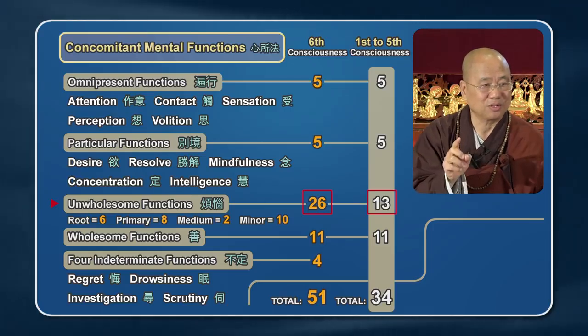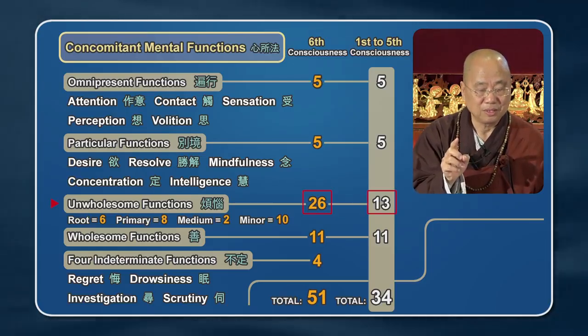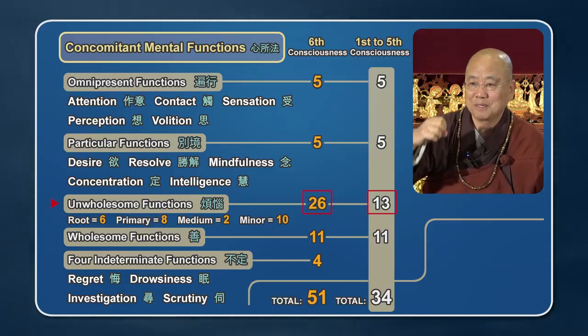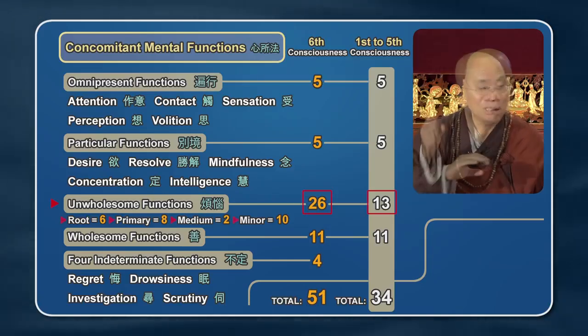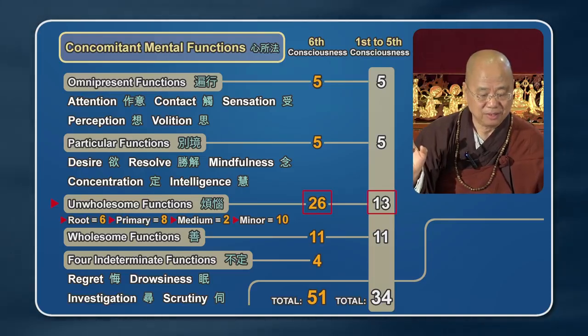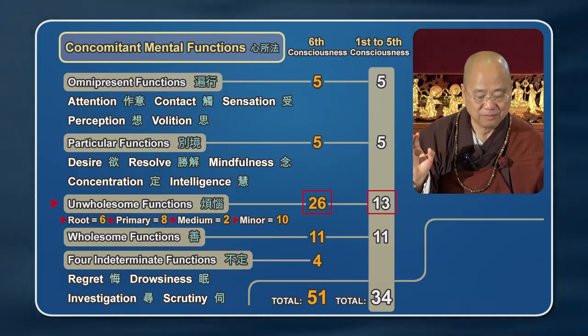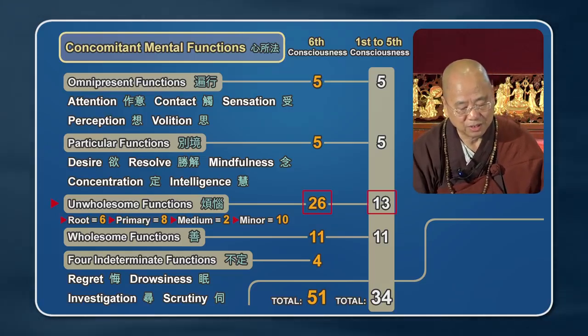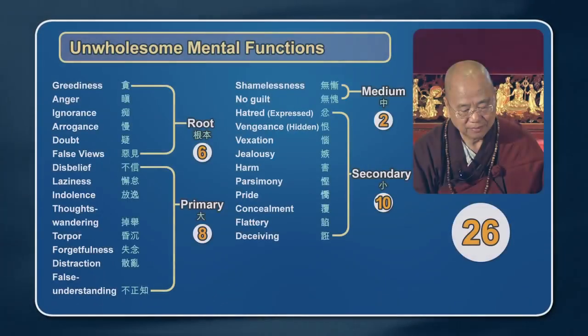But the sixth consciousness, the mono-consciousness, is more violent on that. It's more active on that. It has all the 26 unwholesome mental functions, not just 13. What are these 26? Let's get into these 26. What are these mental functions? Here are the 26 mental functions.